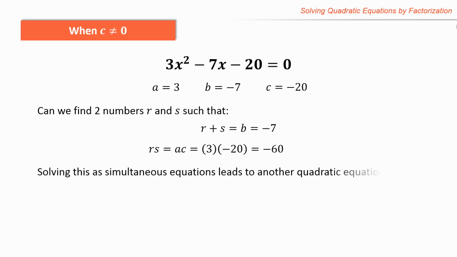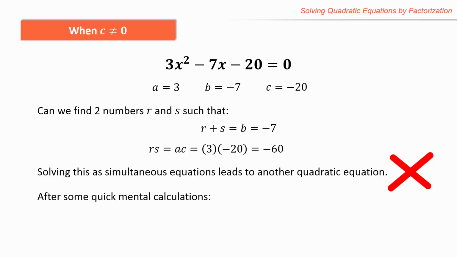If we try to solve this as a pair of simultaneous equations, we end up with another quadratic equation to solve, so that is not the way we want to go. Instead, we need to do some quick mental calculations in our mind and try various combinations of r and s. For this particular example, we end up with r equals negative 12 and s equals 5 relatively easily.